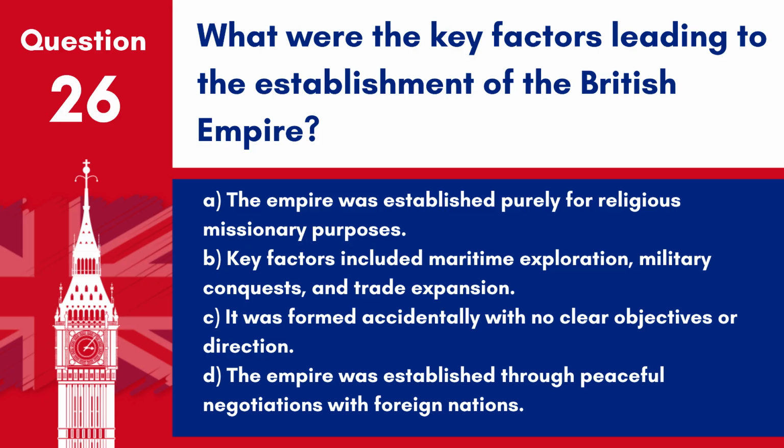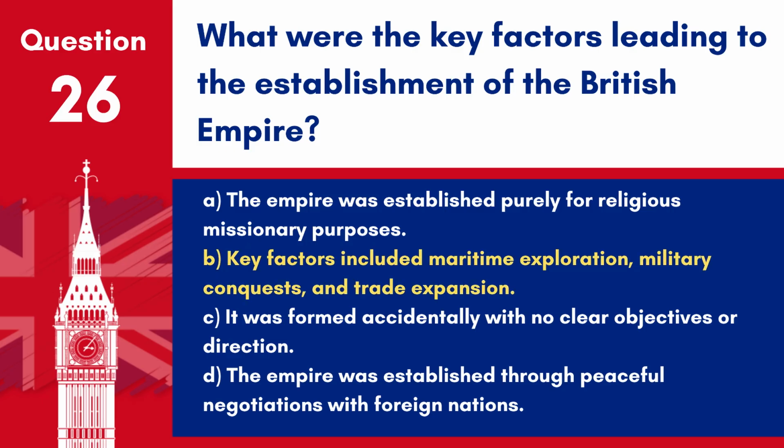A. The empire was established purely for religious missionary purposes. B. Key factors included maritime exploration, military conquests, and trade expansion. C. It was formed accidentally with no clear objectives or direction. D. The empire was established through peaceful negotiations with foreign nations.